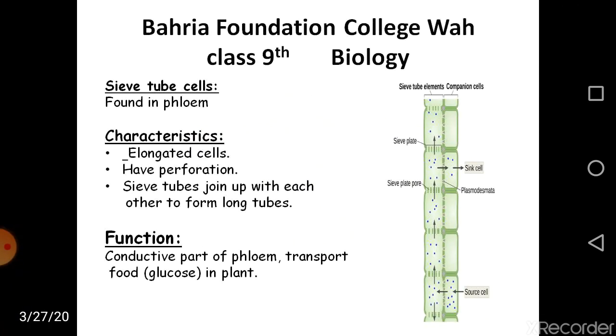Okay, first of all we will discuss sieve tube cells. They are part of the phloem. Their characters are that they are elongated cells and they have perforations. Perforation means pores. In the diagram you can see that there are pores between the cells. Sieve tube cells also join with each other to form long tubes, and this is also the conductive part of the phloem, and they transport food in the plant. The function of phloem is the conduction of food or organic matter.